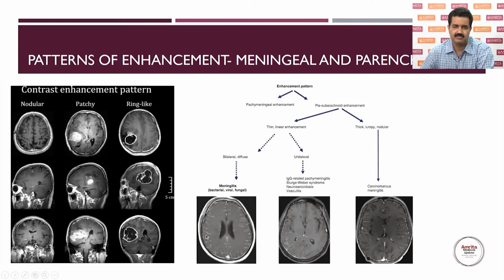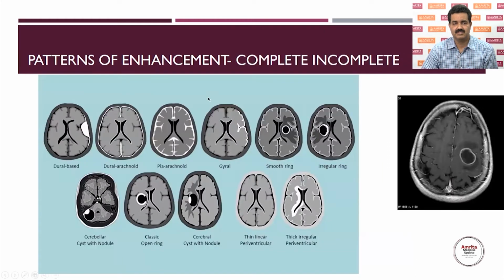This is one type of special enhancement which would be seen in meningitis. You can see this type of pial subarachnoid enhancement in meningitis. This type can be unilateral, that means a focal lesion, like a deposit disease such as neurosarcoidosis, an infiltrating disease, or IgG-related meningitis. So similar type of enhancement, but focal. Here you can see diffuse bilateral, thick, lumpy nodular enhancement. This is seen with carcinomatous meningitis. It is a very infiltrating and spreading disease with a lot of vascularity that leads to increased enhancement.